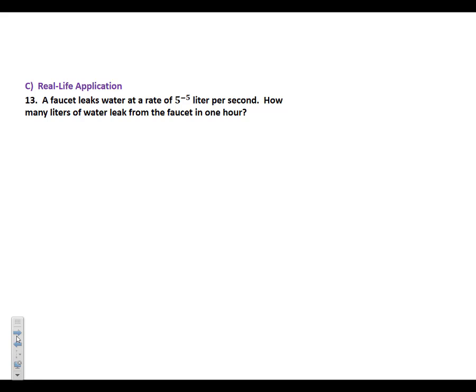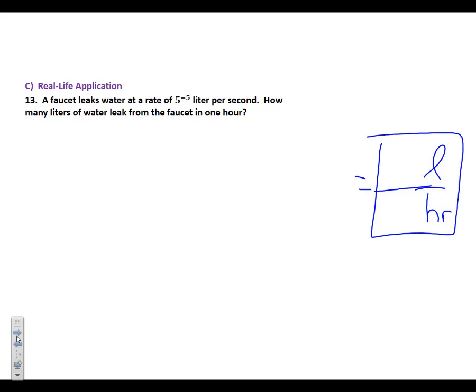Our last example of the day is our real-life application where it says a faucet leaks water at a rate of 5 to the negative 5th liters per second. How many liters of water leak from the faucet in 1 hour? So our final answer needs to be liters per hour. Whatever our answer is, that's what it's got to be. Right now, we have 5 to the negative 5th liters per second.